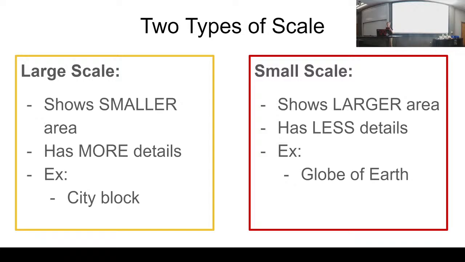A large scale is when you zoom in, and it shows a smaller area and has more details. A small scale shows a larger area and has less details. So with the zoom in, zoom out: if you have a picture and you zoom in really close, it's showing a smaller area but has lots of details. So if you zoom in on a picture of a person, maybe you can see their freckles, you can see their glasses.